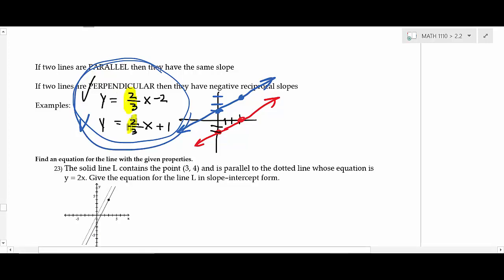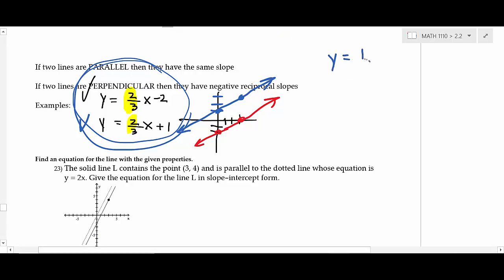Now, the intercepts have to be different, so you have to have that same slope. If you have the same intercept, it's the same line. So that's what parallel lines look like, okay? Now, I would like you to write this down. This is an easy way to figure this out.